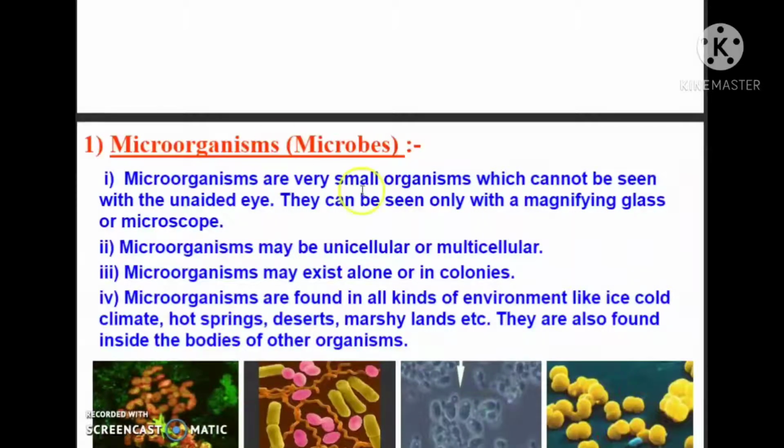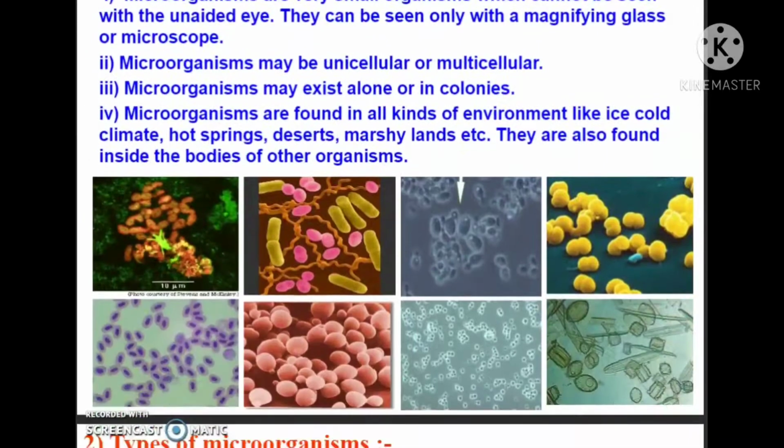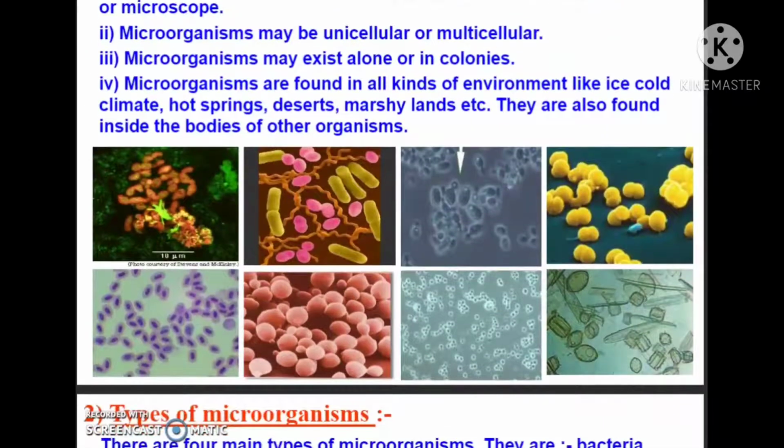Now, next, in this picture you can see the different types of microorganisms, and mostly all of them are living in colonies. Microorganisms are found in all kinds of environments like ice cold climate, hot springs, deserts, marshy lands, etc. And they are also found inside the bodies of other organisms. So we can say that microorganisms are found everywhere, from very cold places to very hot places also.